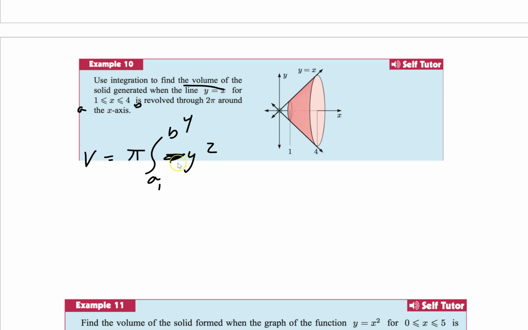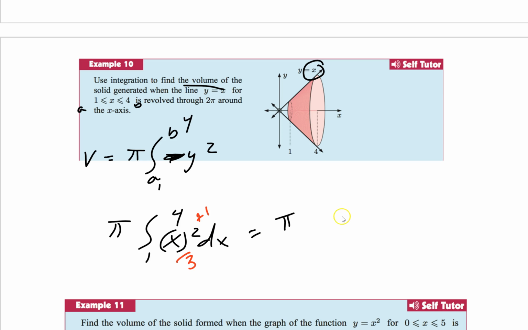I have pi. What's my equation? Well, y equals x. So here's my formula: pi, 1 to 4, of x squared dx. Now I still have to integrate this. Basic power rule: add 1 to the power, divide by the new power. Love the power rule. So we get x cubed over 3. Now keep in mind we have limits, so there's no plus c in this case. Now we have the limits from 1 to 4.